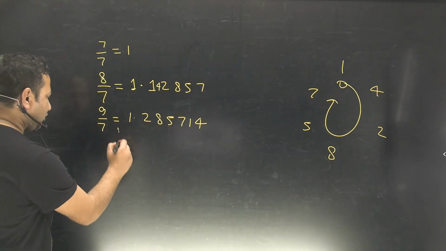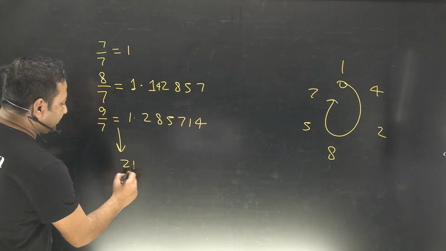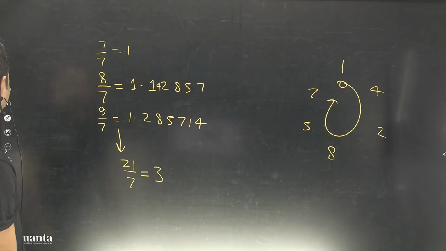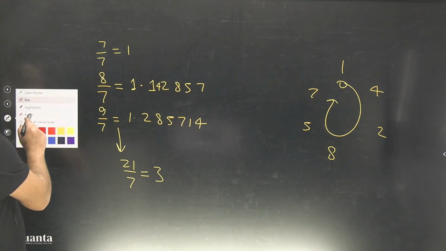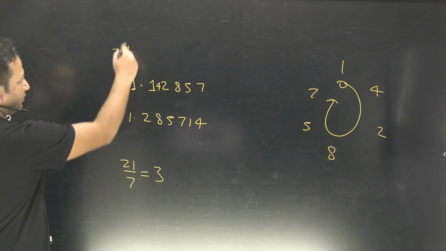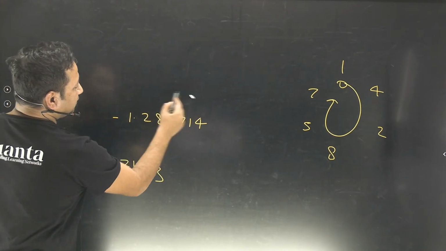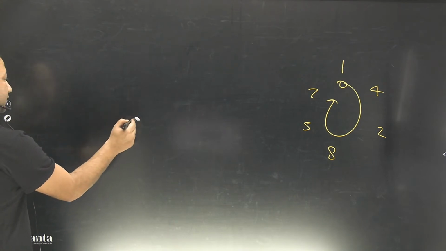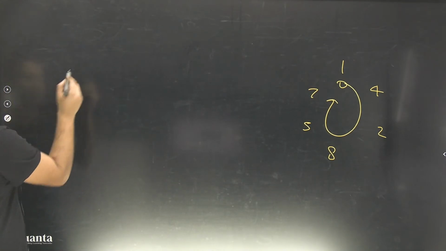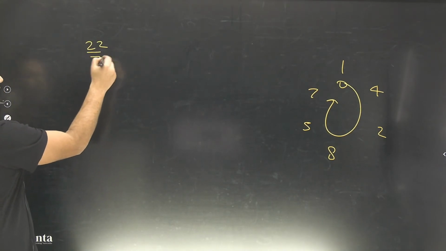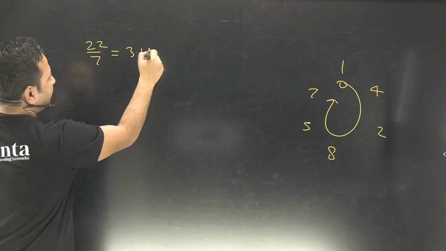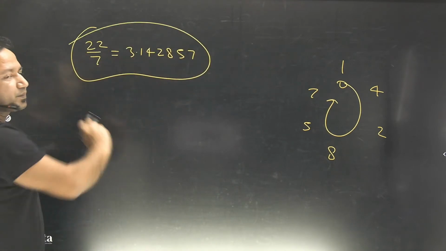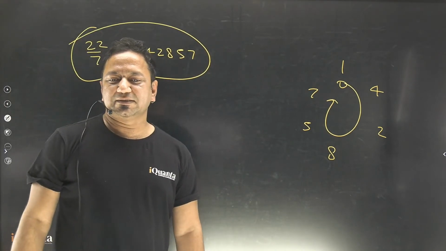Now, if I go on like this, 21 by 7, what do we get? 3, yes or no? 21 by 7 is 3. All of us know that. And now if I go to 22 by 7, I'll get 3.14287. Yes or no?